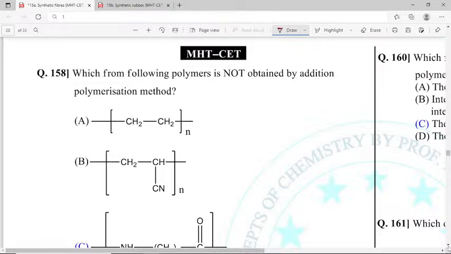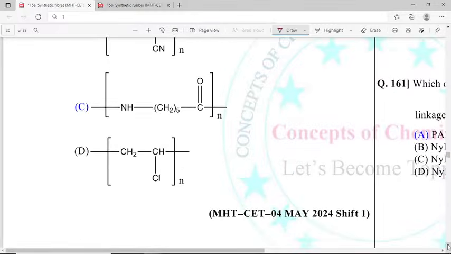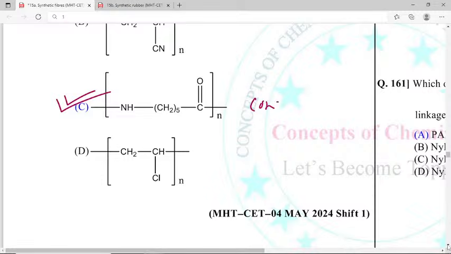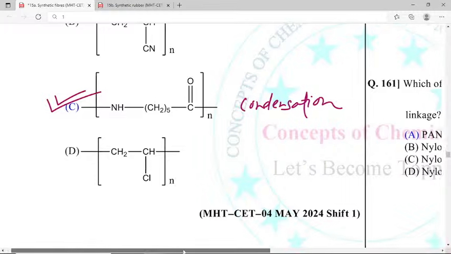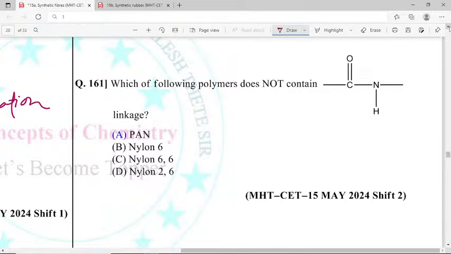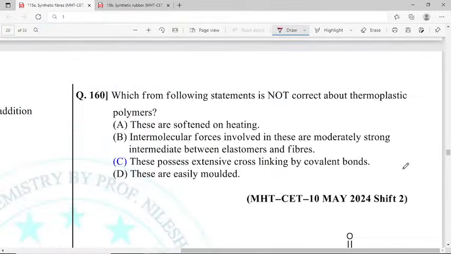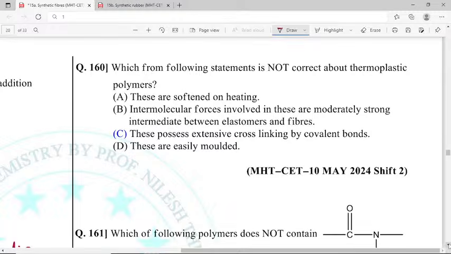Which of the following is not obtained by addition polymerization? That's why this is condensation. So this is your answer: condensation. Because every example contains a double bond at least, double bond addition. Not addition, it is condensation.